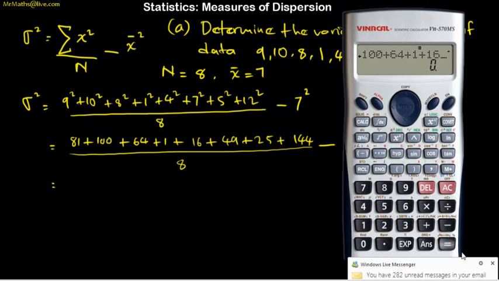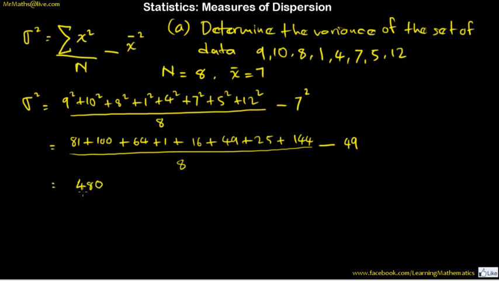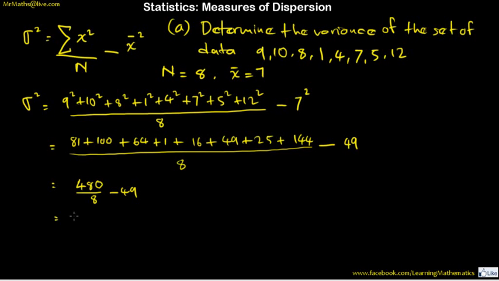Plus 16, plus 49, plus 25 plus 144. Okay, so that is 480, divided by 8 minus 49. So that equals 480 divided by 8, which is 60. Okay, 60 minus 49 is 11. So you get the same answer. So this is the variance.